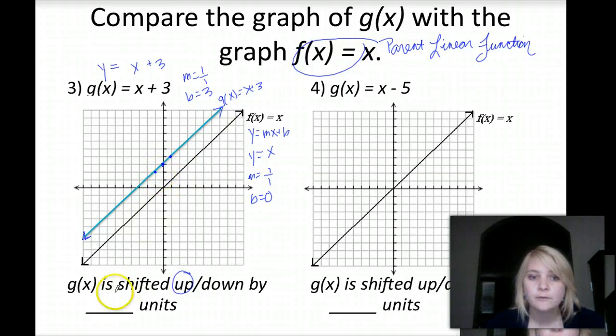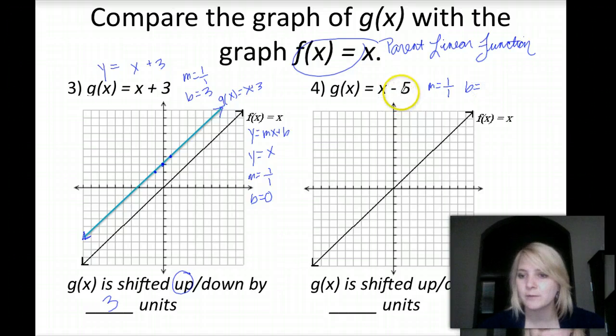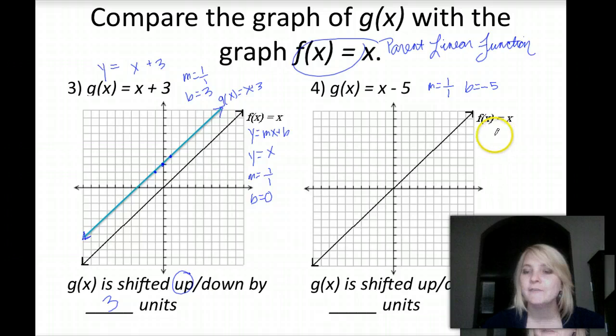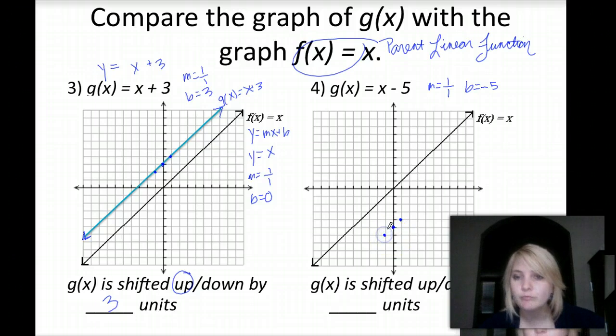1, 2, 3 units. Now 4, we also have g of x, but this time we have x minus 5. Our slope here is still 1 over 1, and our y-intercept, once again, that constant or number that's being added or subtracted from x, is negative 5. And f of x is already graphed here. So from the origin, we're going down 1, 2, 3, 4, 5. And our slope, rise 1, run 1. And we also can go the opposite direction.